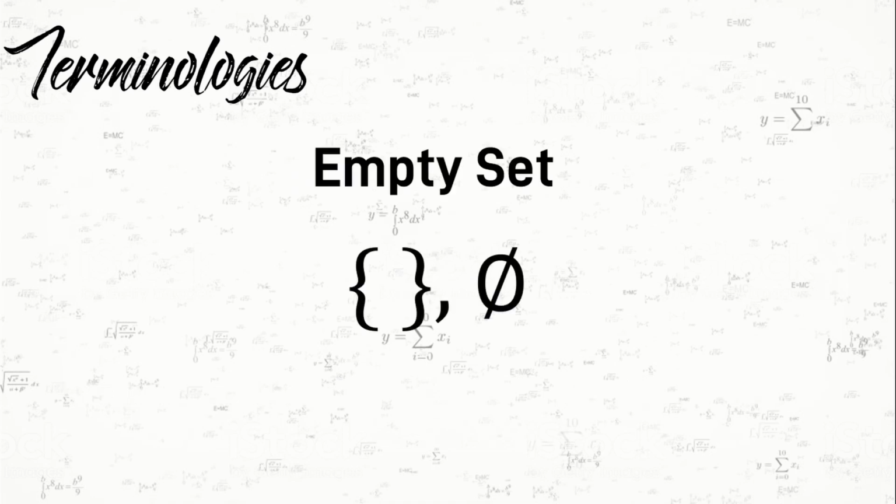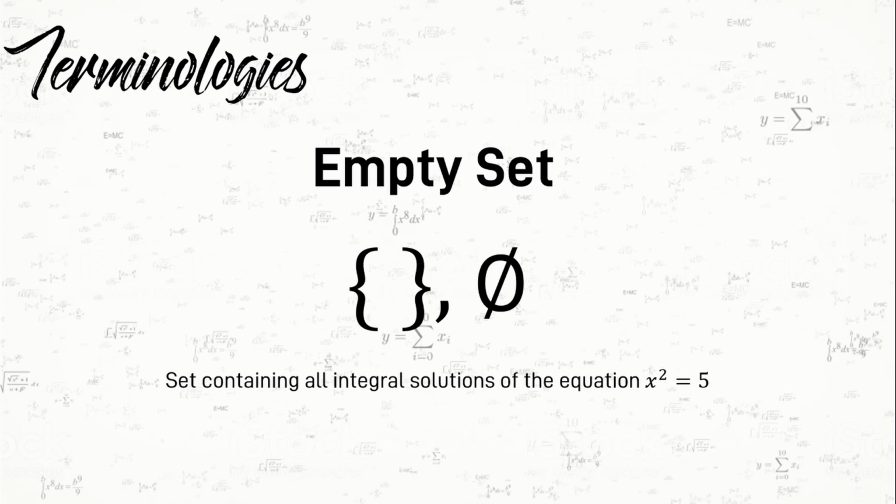Now, let's talk about empty set. Empty set is denoted by these symbols, and it is a set containing no elements. For example, we are looking for a set containing all integral solutions of the equation x squared equals 5. Now, if we solve for the value of x, we will have plus or minus root of 5, which are both not integers. Therefore, our set A will be an empty set.